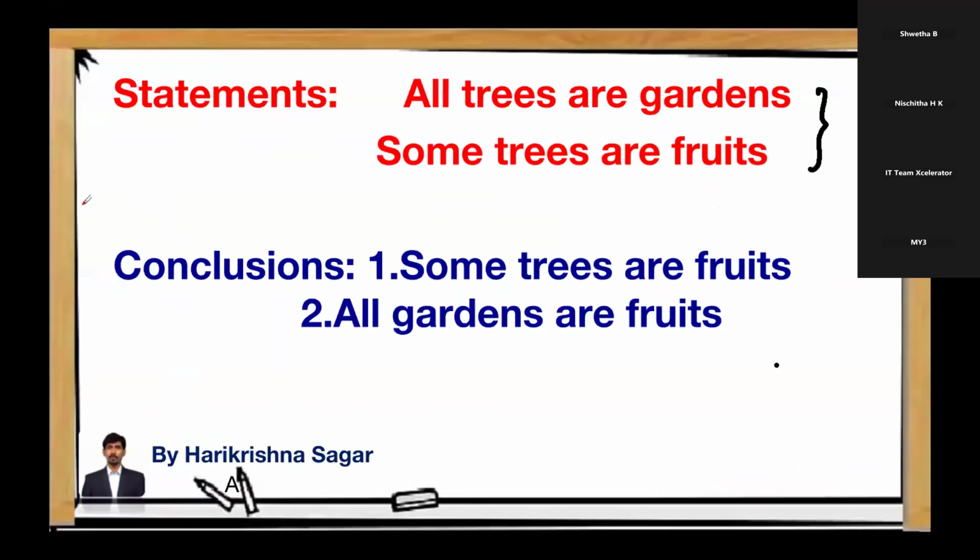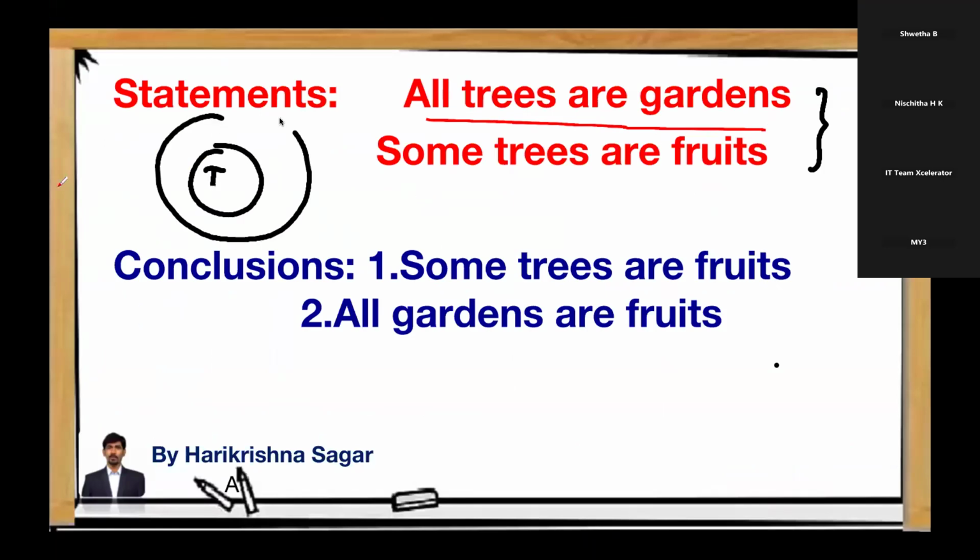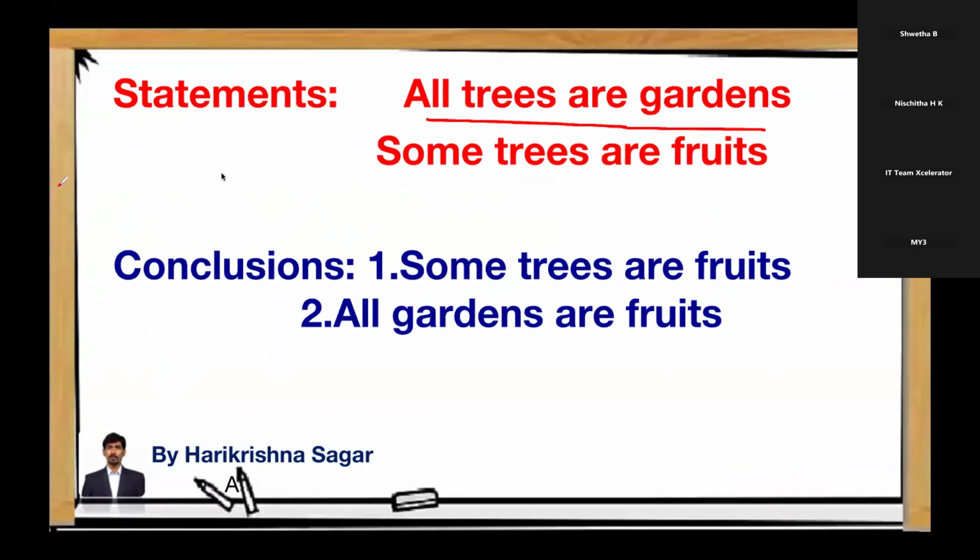It's not going to be a challenging part for us. So all trees are gardens. How can we put it into the diagram? All trees are gardens. I'm trying to draw like this. These are trees and all these trees are gardens. Then I realized some trees are fruits. To pick some trees, it would be a little clumsy diagram for me. So that is the reason I'm drawing the diagram once again like this.